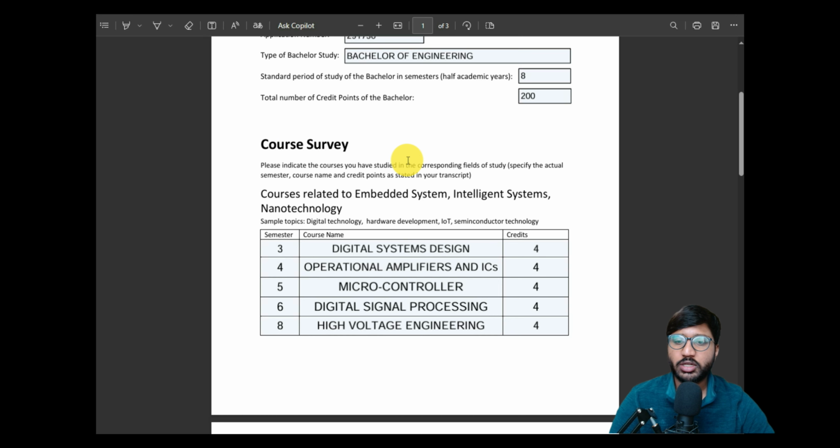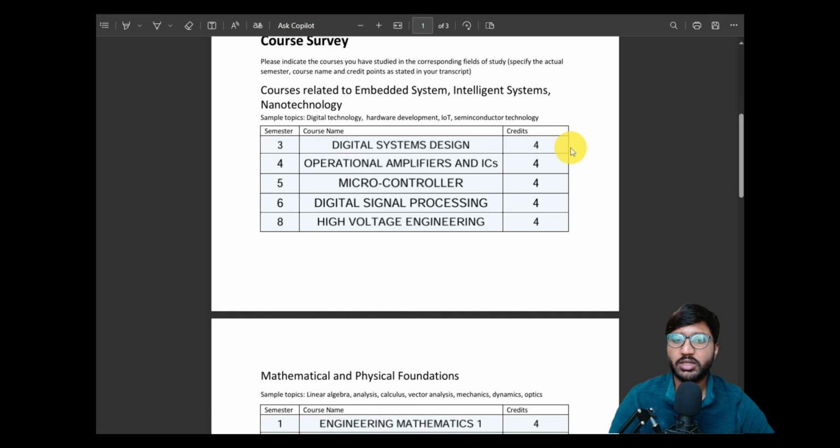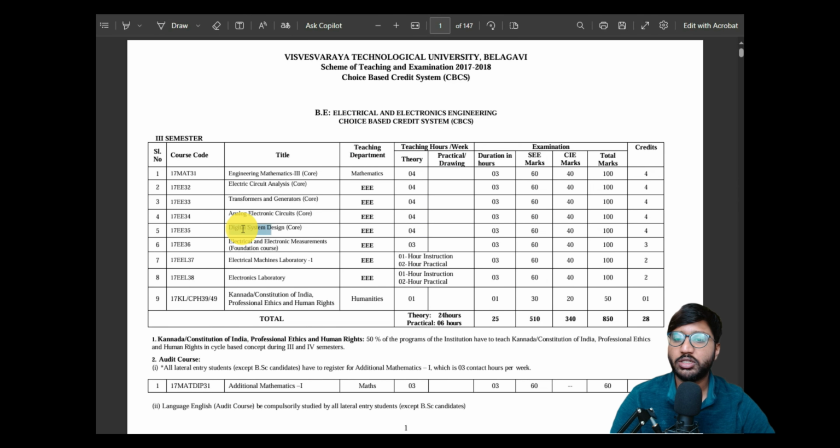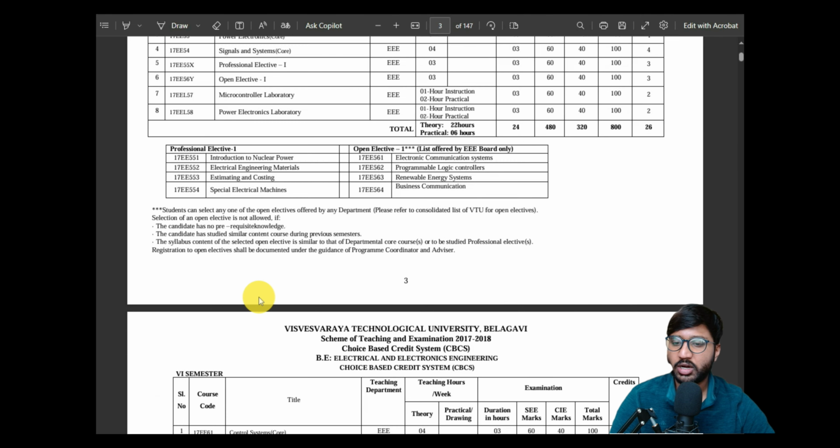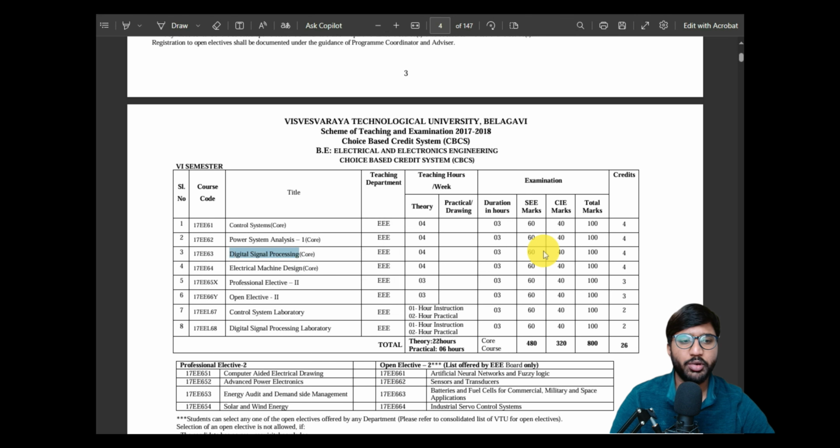Okay, so for the course surveys, they asked us to use the courses related to embedded systems, intelligent systems and nanotechnology, some of the courses that you need to do. In third semester we study digital systems design. Digital systems design and digital signal processing count up to digital technology, both for 4 credits. Digital system design is here, and digital signal processing is in 6th semester, both 4 credits.